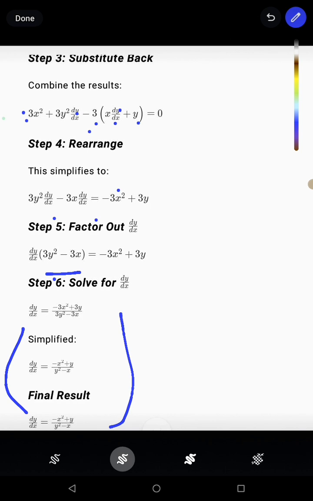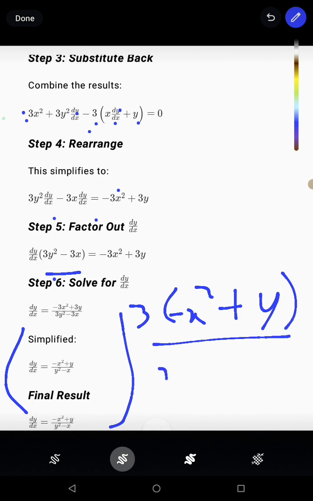Just dividing, when you factorize, then divide both sides by 3y squared minus 3x. So dy/dx is going to be what? Minus 3x squared plus 3y over 3y squared minus 3x. But 3 is common to everything, so that was how we factorized 3 here. When you factorize 3, you have 3 into bracket minus x squared plus y, over 3 into bracket y squared minus x. So 3 cancels 3, and we are left with minus x squared plus y over y squared minus x.